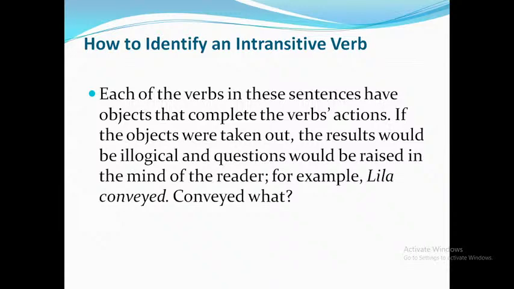Now next, transitive verb is over, a verb which has an object. Always remember, after reading a sentence, when you find a verb which has an object, that means it is a transitive verb. But when you find a verb without any object, then it is of course an intransitive verb. Each of the verbs in the sentences has objects that complete the verb section. If the objects were taken out, the results would be illogical and questions would be raised in the mind of the reader. For example, Leela conveyed what?